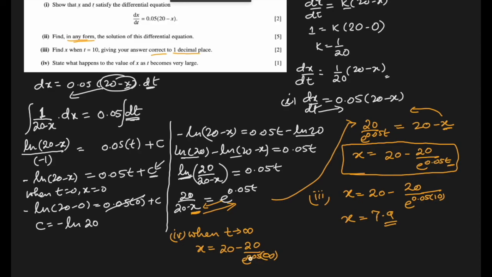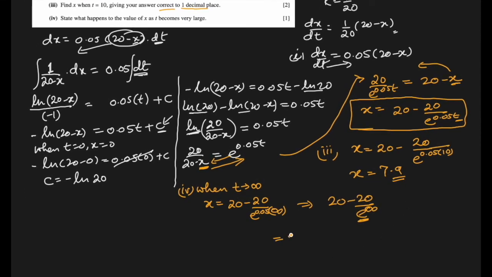A very big number multiplied by 0.05 will be infinity. That means it becomes 20 minus 20 over e to the power infinity. And if you see your previous knowledge, e has a value. It is 2.7 something. So if that number has an infinity exponent, what will happen to it? It will be infinity itself. So it will be 20 minus 20 divided by infinity. And 20 is a very small number as compared to infinity. If I divide 20 by a very big number, it will be almost 0. So we'll be left with 20 minus 0, which is 20.